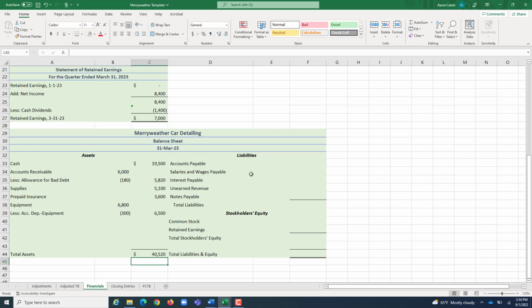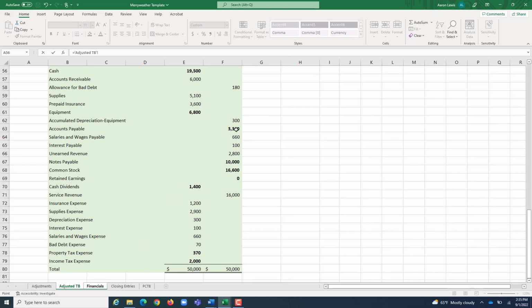Liabilities are the same way. If there's not an account tied to it, you just report it in the right-hand column. And fortunately for us, we don't have any contra or adjunct liability accounts, so we don't have to mess with anything. We can put all these numbers in the rightmost column. Let's go back to our adjusted trial balance. I'm going to equals for AP over there, and we see we have a $3,360 balance of accounts payable, $660 for salaries and wages payable, $100 for interest payable, $2,800 for earned revenue, and we have a $10,000 notes payable.